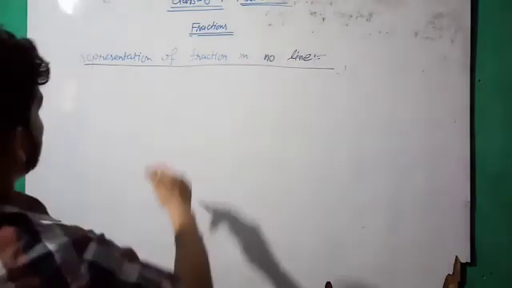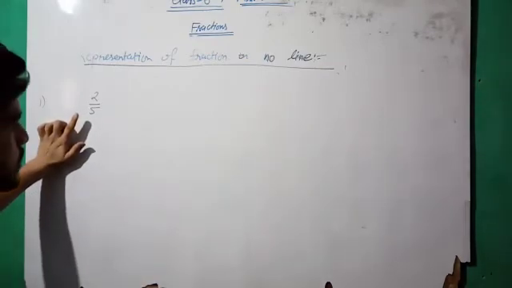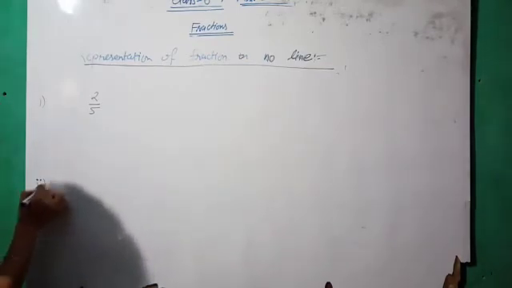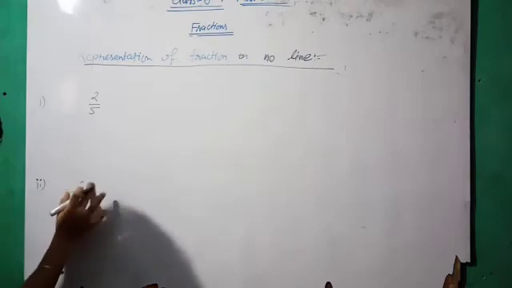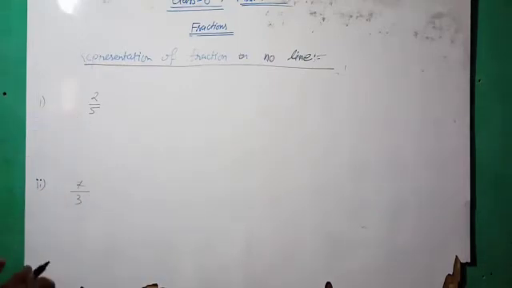Okay students, now the next topic is representation of fractions on the number line. Question: let we have a fraction 2 by 5 and we have to represent this fraction on the number line. Second one, we have 7 by 3. This is a proper fraction and this is an improper fraction. How can we represent a proper or improper fraction on the number line? We can see.